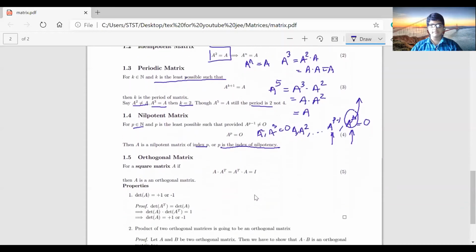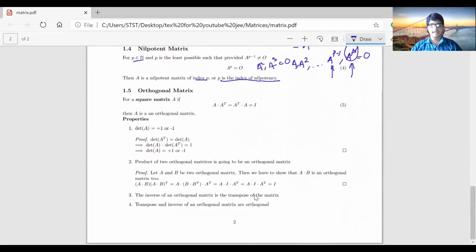Now let me go down, and the final matrix to cover is the orthogonal matrix. In an orthogonal matrix, first of all, it should be a square matrix. If it is not square, then it is not orthogonal. Because for an orthogonal matrix, clearly there are orthogonal columns and other properties, which are not important now. But it should be a square matrix, first of all.